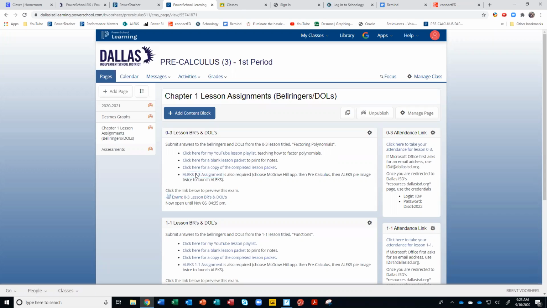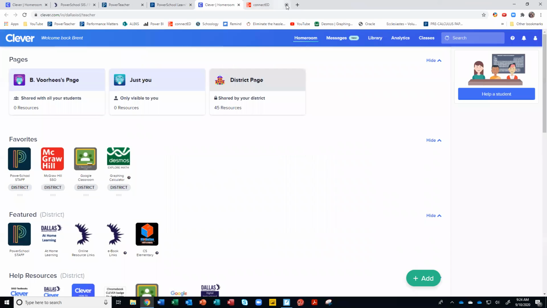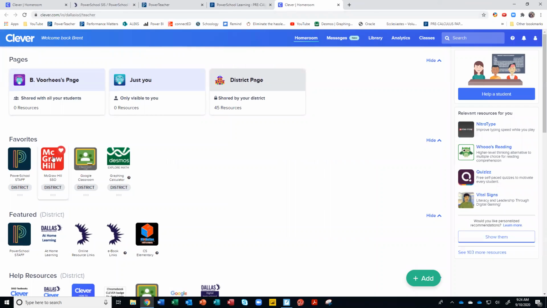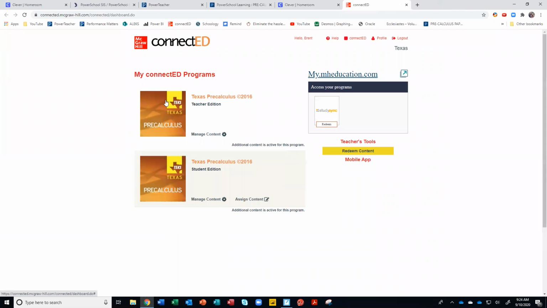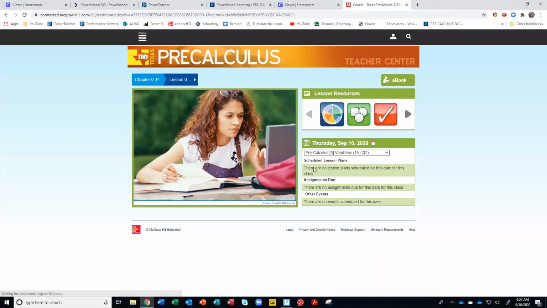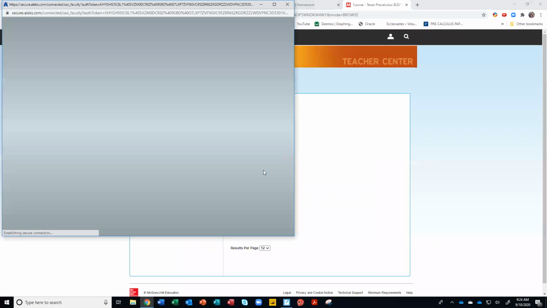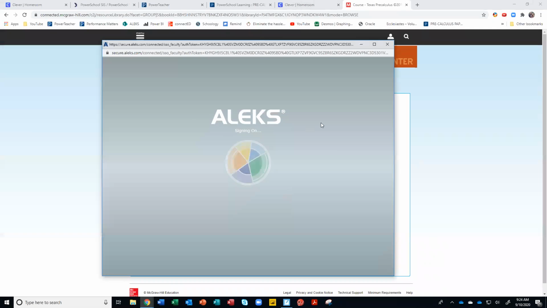This takes you, if you click it, to Clever. Let me close off some of these tabs. I got a million things open here. And from there, you would go to McGraw-Hill as a reminder. This is to get to Alex. And you click your textbook. We worked through all this yesterday. You're going to be clicking the Alex button there and do it one more time. And there you got Alex.